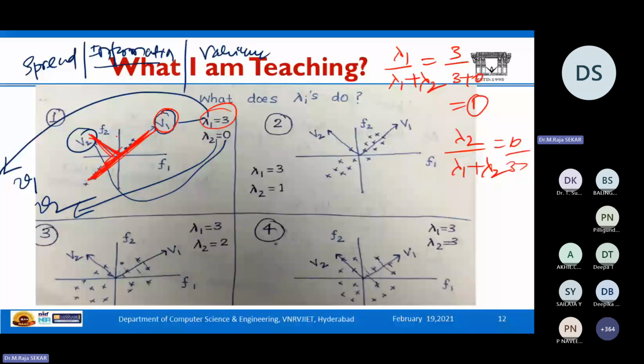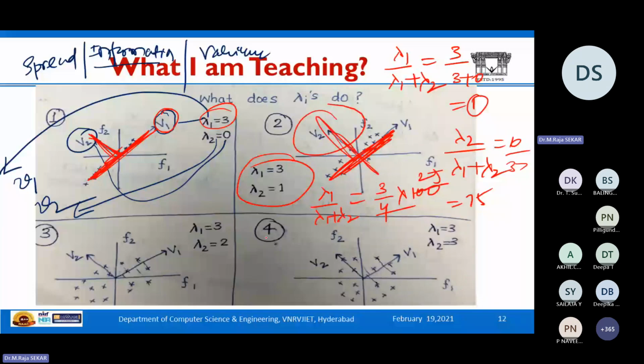For example, let me consider case 2. I have first eigenvalue lambda 1 as 3, second eigenvalue as 2. How much information can I find along V1? That is lambda 1 by lambda 1 plus lambda 2. That is 3 by 4. 3 by 4 into 100 means 75%. 75% information I can find along V1. Only the remaining 25% information I can find along the second eigenvector V2.